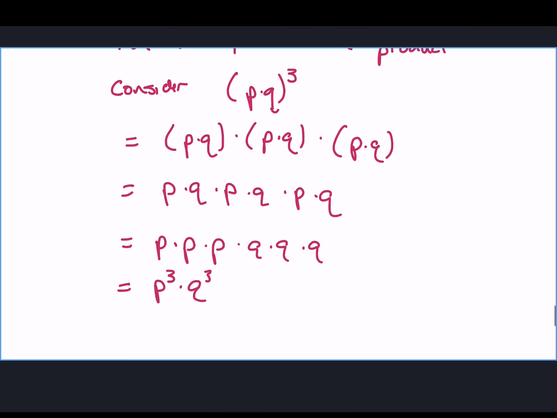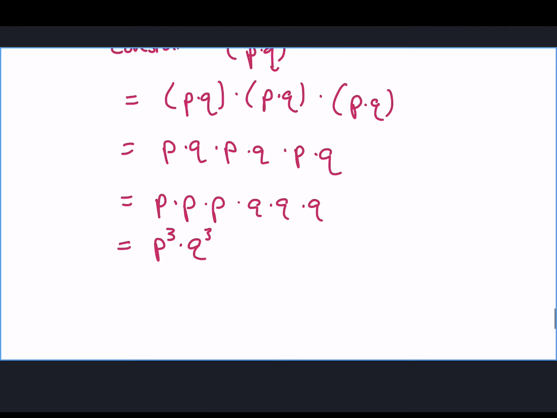Because what this really said was that this exponent in the very beginning, couldn't you just distribute it? We could distribute it to both factors. And that's what the rule says. So let's do a definition.